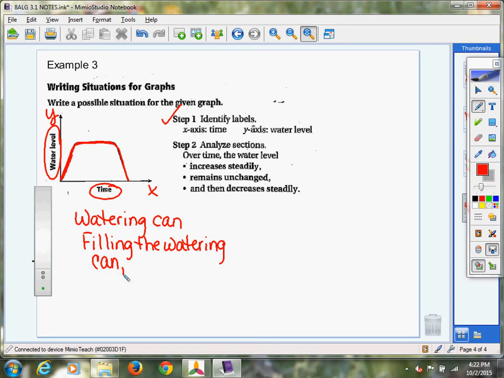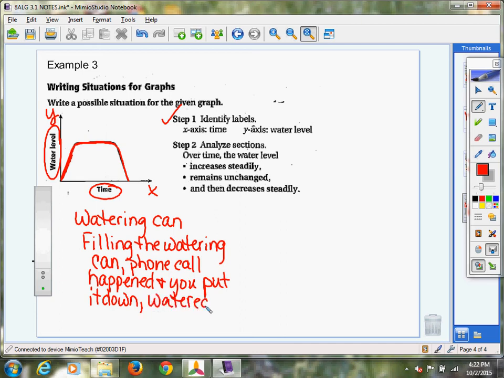Let's say you got a phone call and you couldn't do anything with it for a little while. So a phone call happened and you put the watering can down. Okay, so the water level hasn't changed in the watering can because you put it down. You haven't poured it out. You got interrupted and you couldn't do anything with it. So then when your phone call was over, you came back and watered your plants.